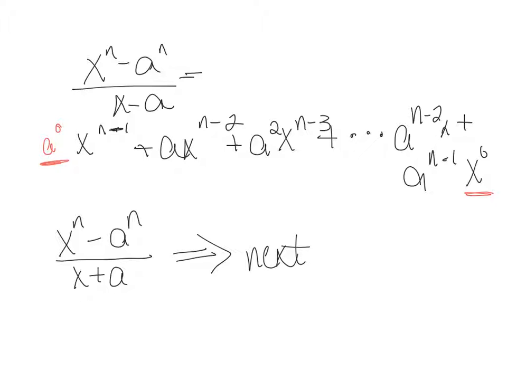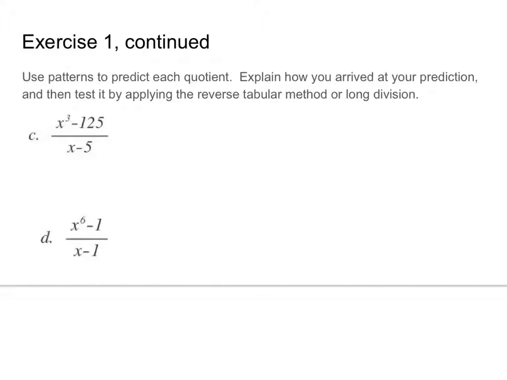Okay, this first set deals more with dividing by x minus a. Alright, again, we're still doing x minus a. Use the patterns to predict each quotient, explain how you arrived at your prediction, and then test it by applying the reverse tabular method. Go ahead and give me a quick explanation if you're not showing your work. I'm going to push pause though. I expect you to push pause too.